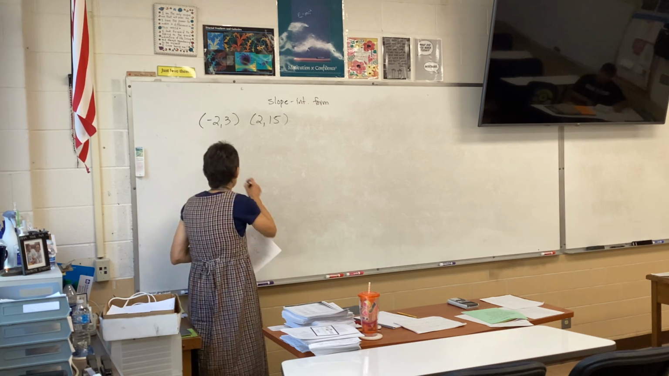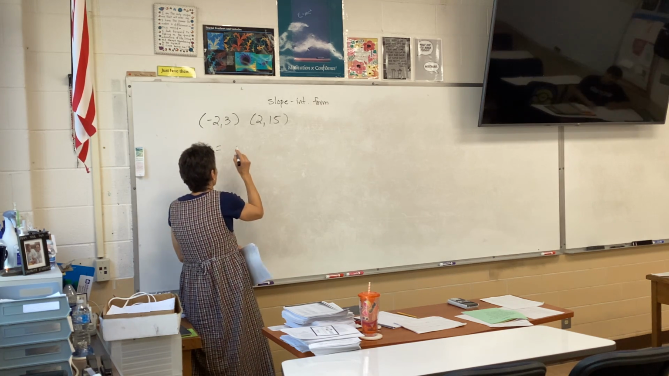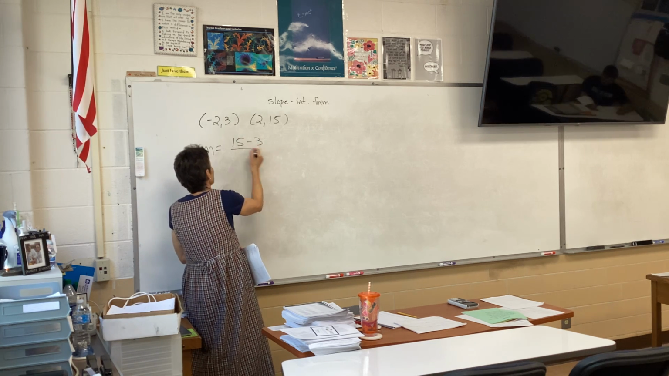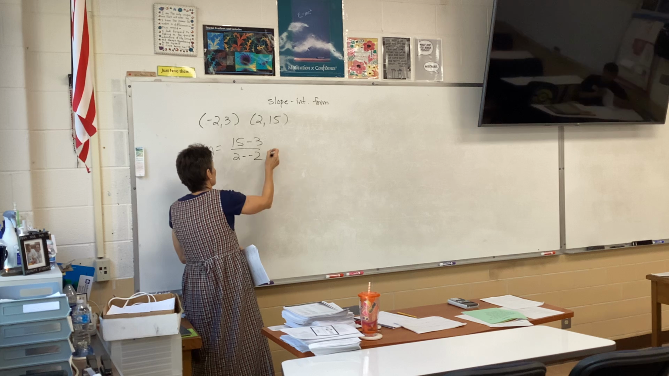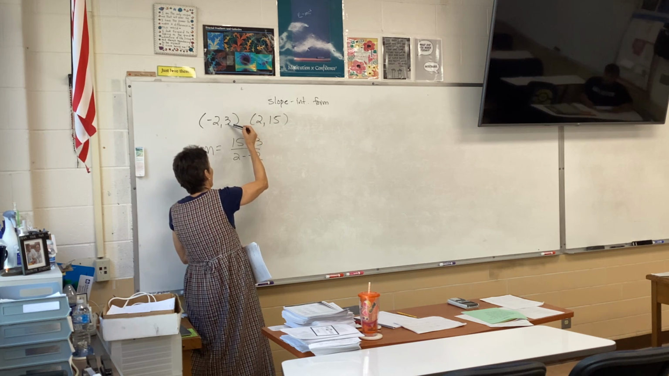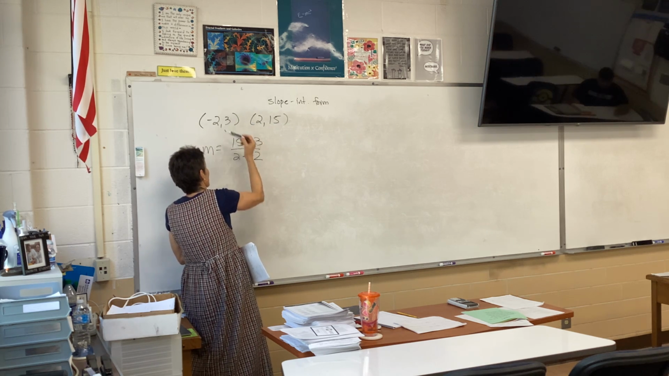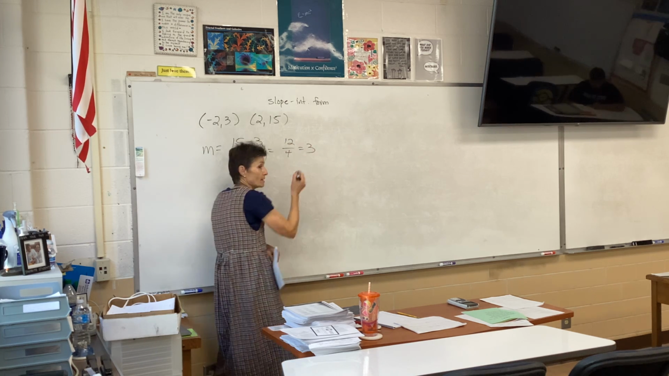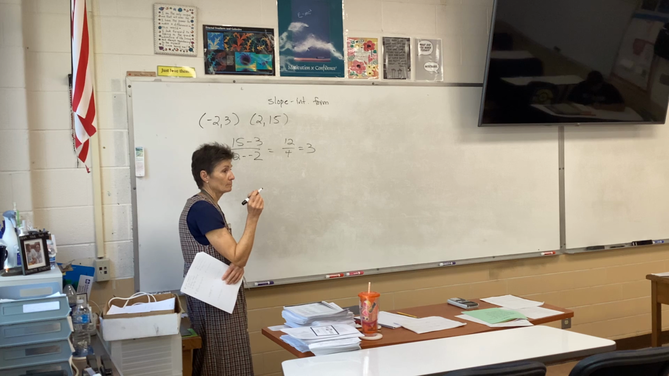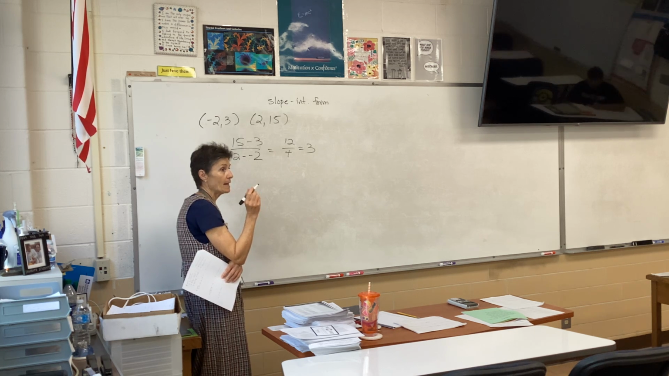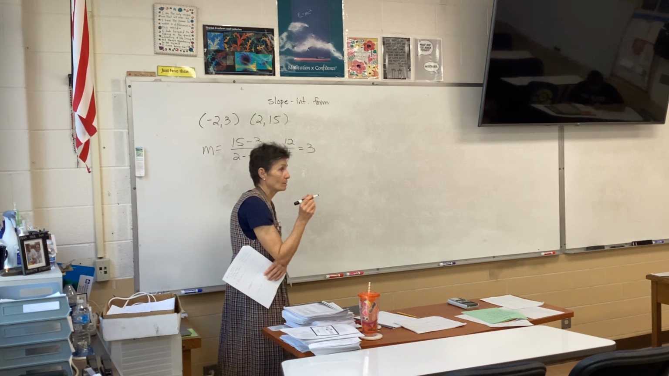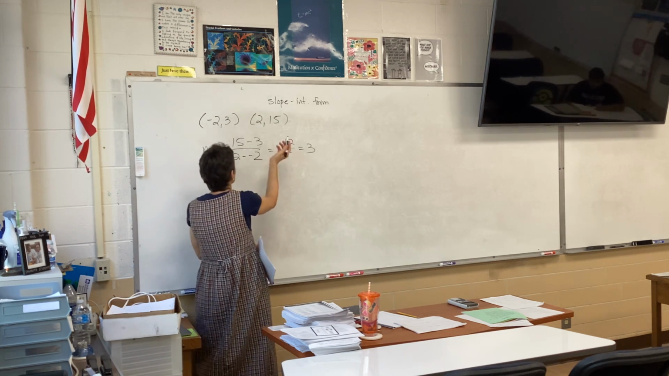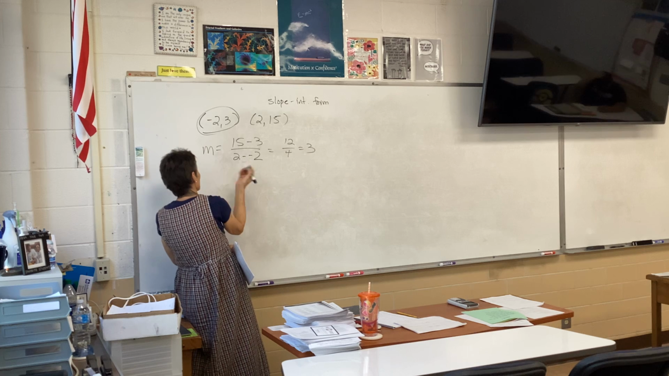Find the slope. So the slope, and we got to get this right, folks. Slope is 15 minus 3 over 2 minus negative 2. So y minus y over x minus x. So I got 12 over 4, which is 3. Now what? You're not done. What now? Pick a point. I'll just use this one. It doesn't matter. Pick a point.